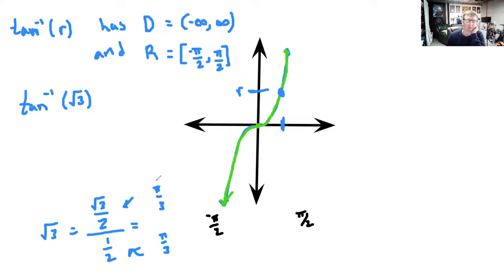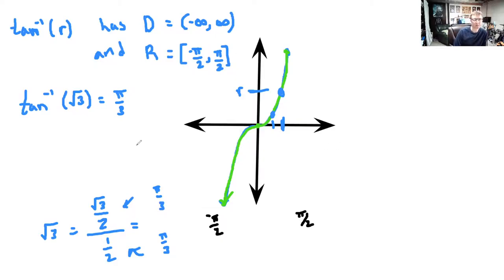So since sine of pi over 3 divided by cosine of pi over 3 is tangent of pi over 3, tangent of pi over 3 gives us root 3, which means the tangent inverse of root 3 needs to give us pi over 3, which is just less than pi over 2, right there. Okay? So there's a quick example of how you can find tangent inverses.